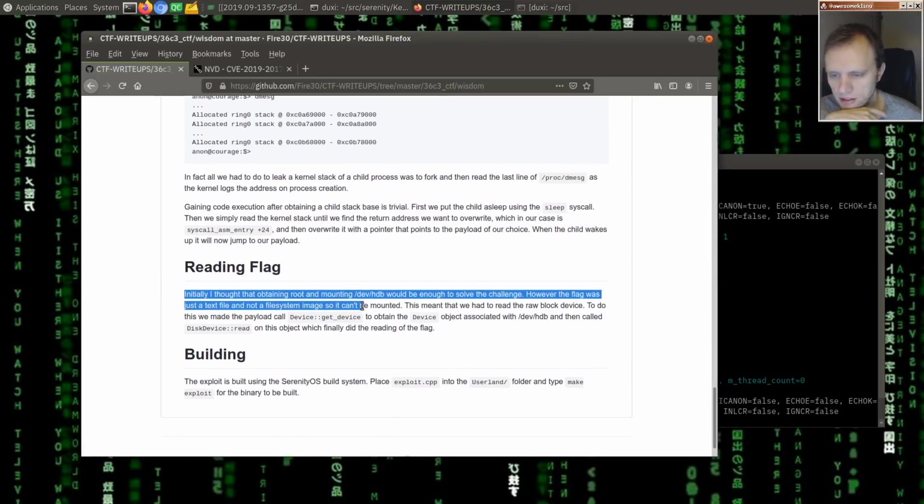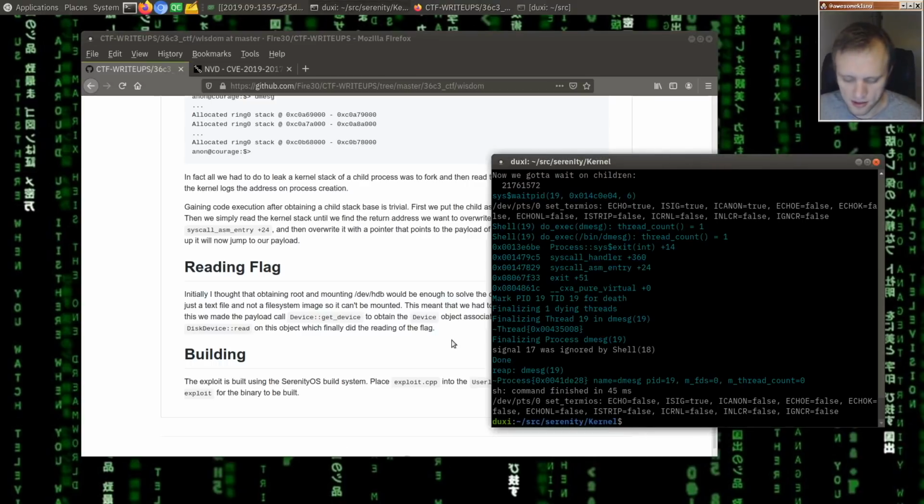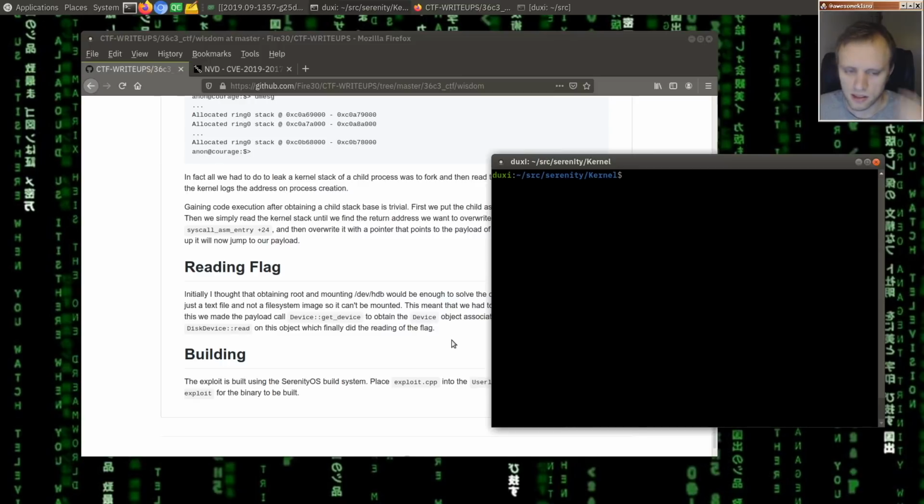Here he talks about how obtaining root and mounting the device would be enough to solve the challenge, but indeed you can't mount it because that stuff is not supported yet. So he has to read the raw block device, and he has to call get device to find the device object, and then call read on it to actually read the flag. So that's basically the rough overview. Let's go and look at the exploit.